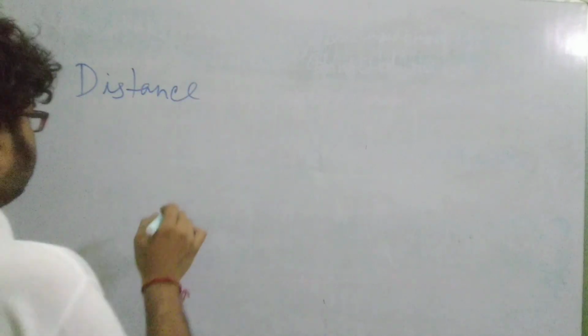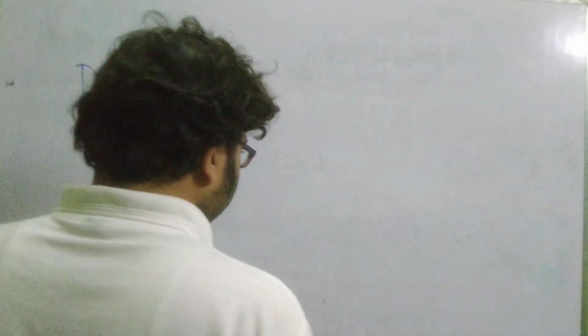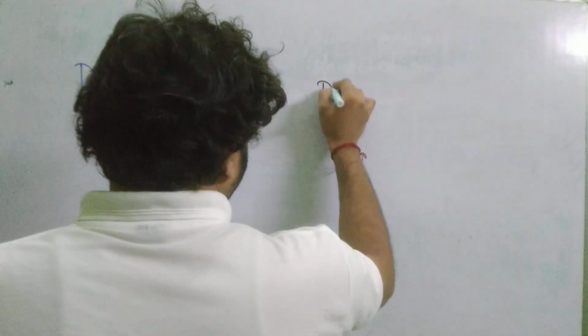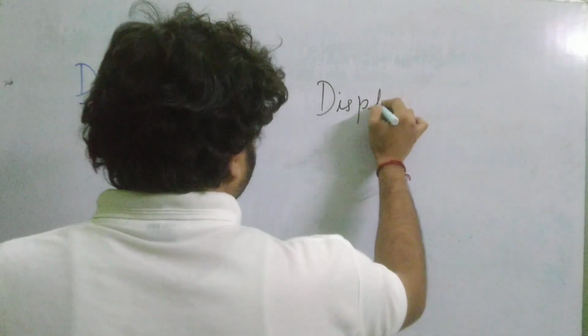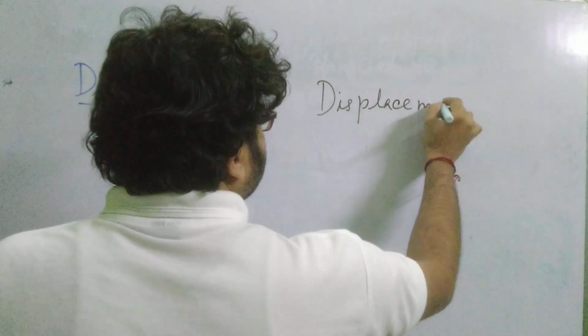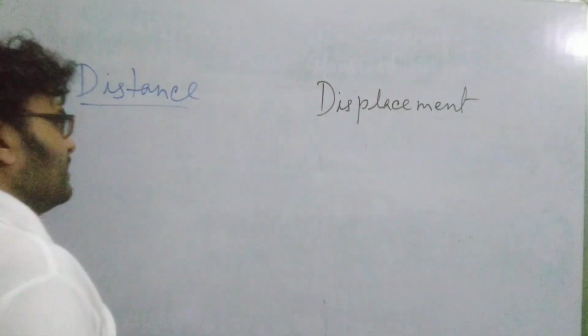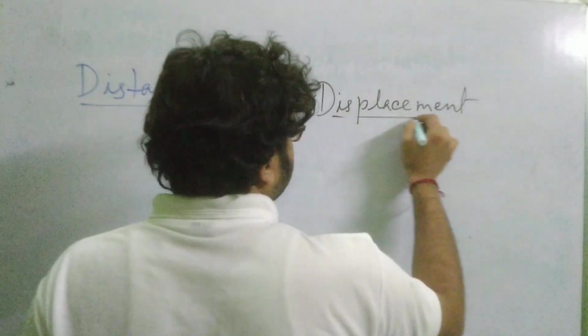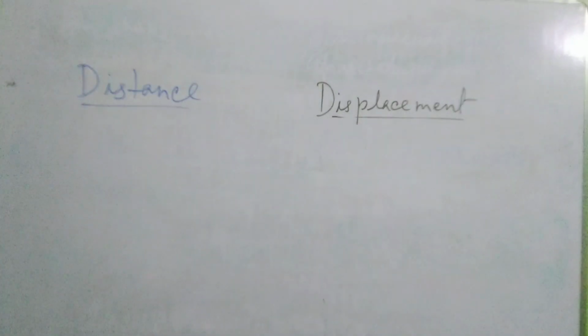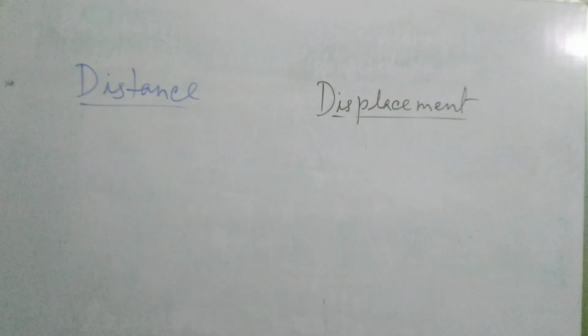So let me just discuss, and I will be asking this question once again to you at the end of the lecture. I hope by the end of the lecture you can yourself answer the question: which quantity is a vector quantity and which quantity is a scalar quantity? Now, what is distance?